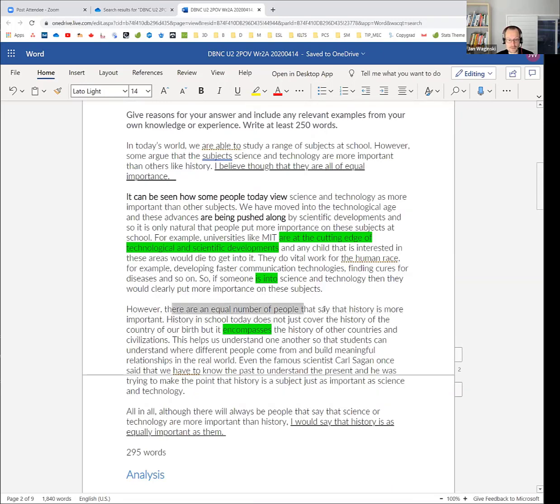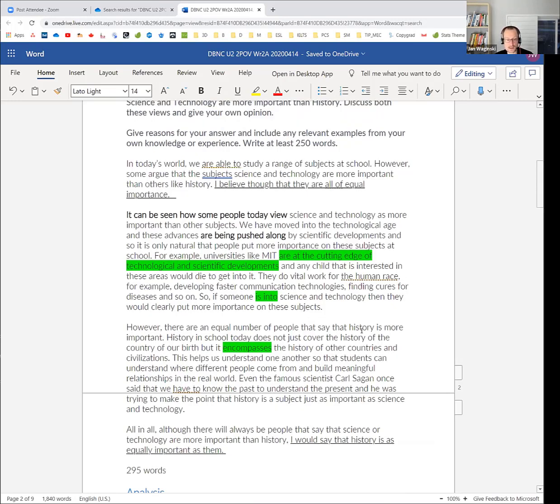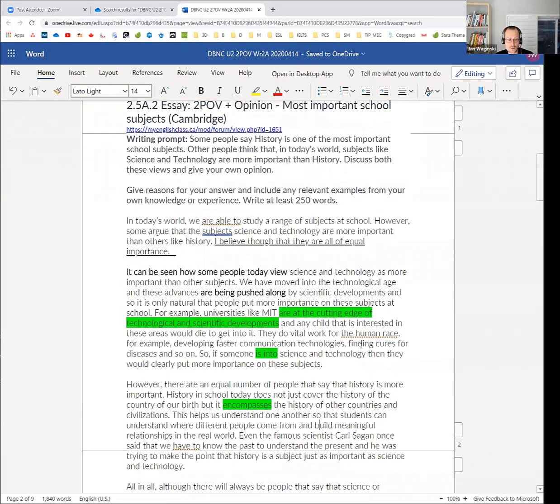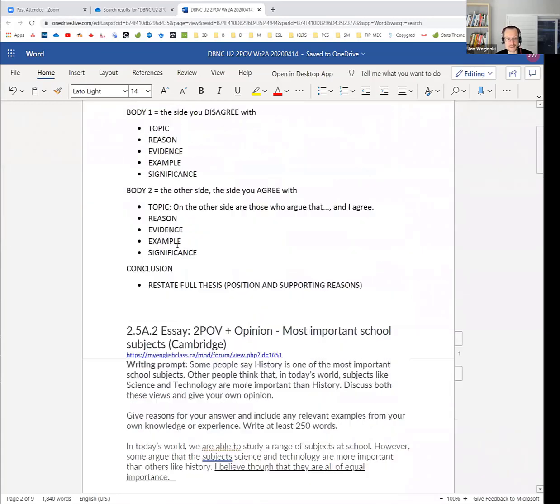You don't need to say I think or I believe. Use reported speech, right? That this is what other people believe, this is what other people argue, and then in the significant statement, explain or just reiterate why you support that position.